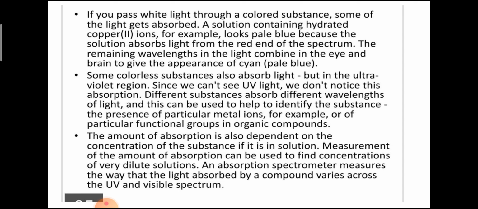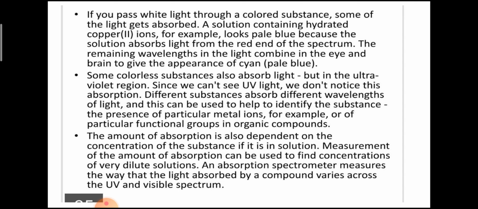If you pass white light through a colored substance, some of the light gets absorbed. A solution containing hydrated copper ions, for example, looks pale blue because the solution absorbs light from the red end of the spectrum. The remaining wavelengths in the light combine in the eye and brain to give the appearance of pale blue. Some colorless substances also absorb light, but in the ultraviolet region. Since we can't see UV light, we don't notice this absorption.